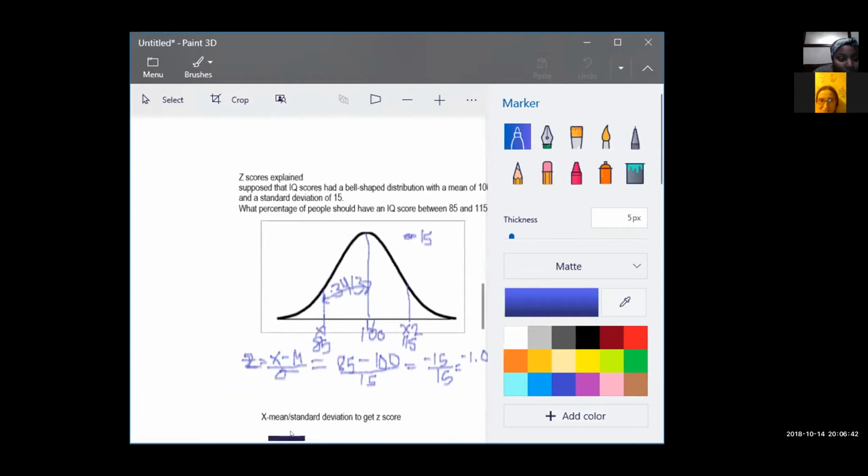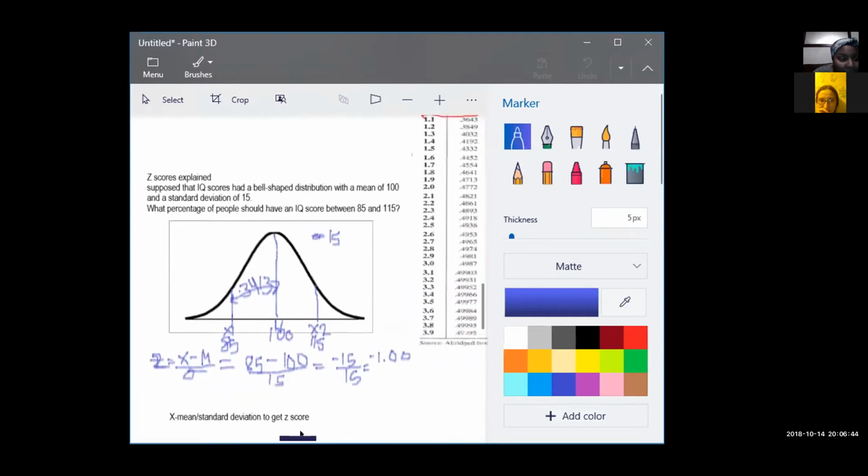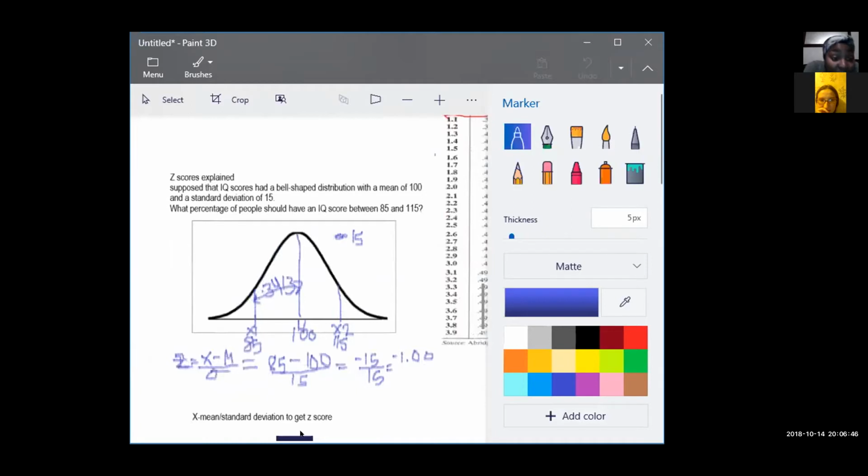All right, so this question says, suppose that IQ scores have a bell-shaped distribution with a mean of 100 and a standard deviation of 15. What percentage of people should have an IQ score between 85 and 115? So right here, I put 85 as x1, and 115 as x2, and right here is 100 for the mean. The mean is always going to be in the middle.